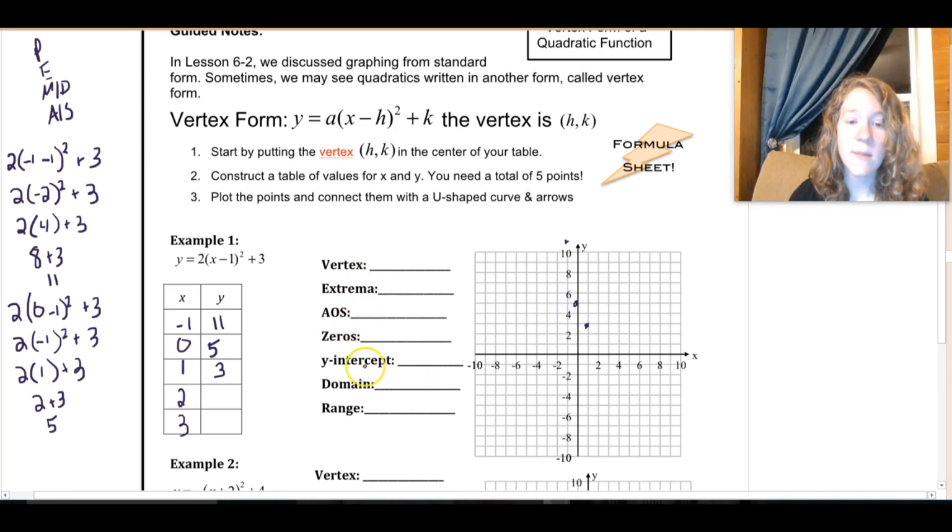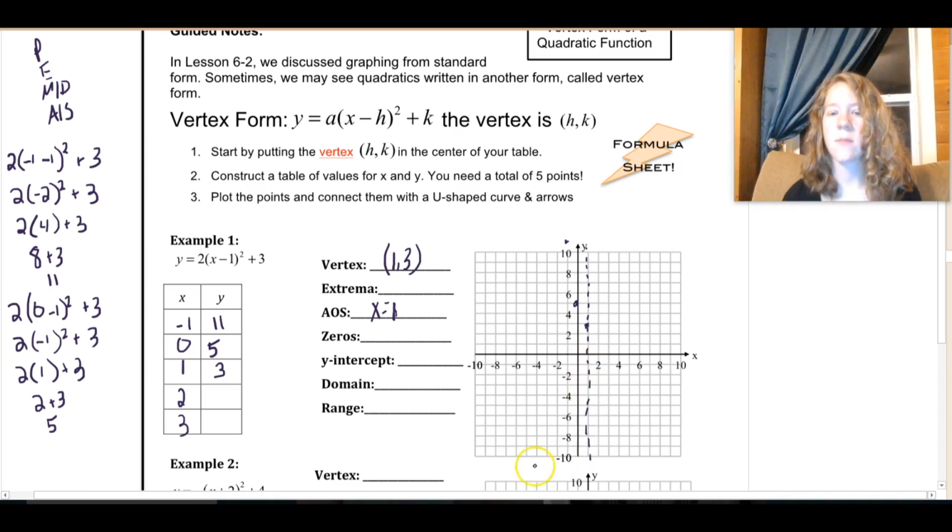If you want to be writing some of this information down as you go, that's fine. So the vertex we've already got is (1, 3). Because we know the vertex, we also already know the axis of symmetry. Remember, the axis of symmetry is always going to be the value of the x coordinate of the vertex. So my axis of symmetry is at x equals 1.